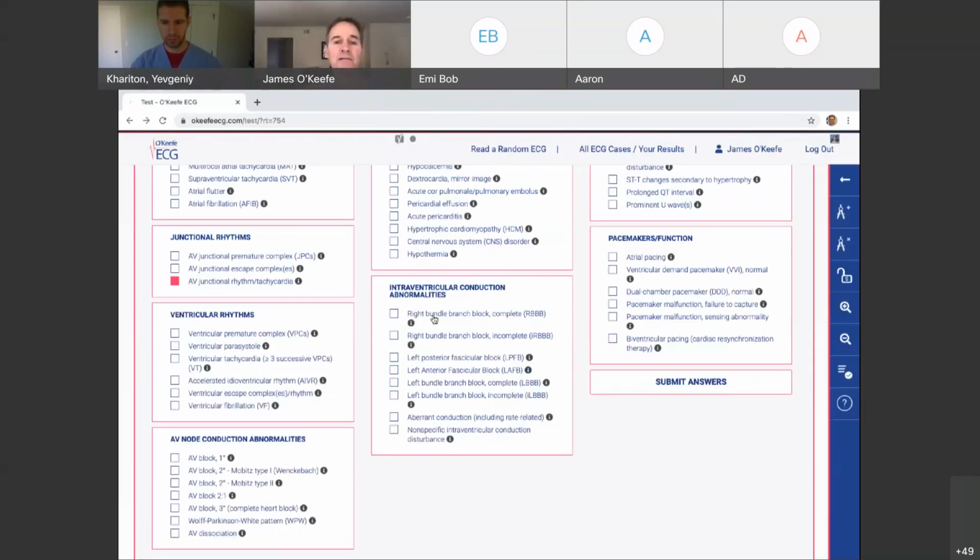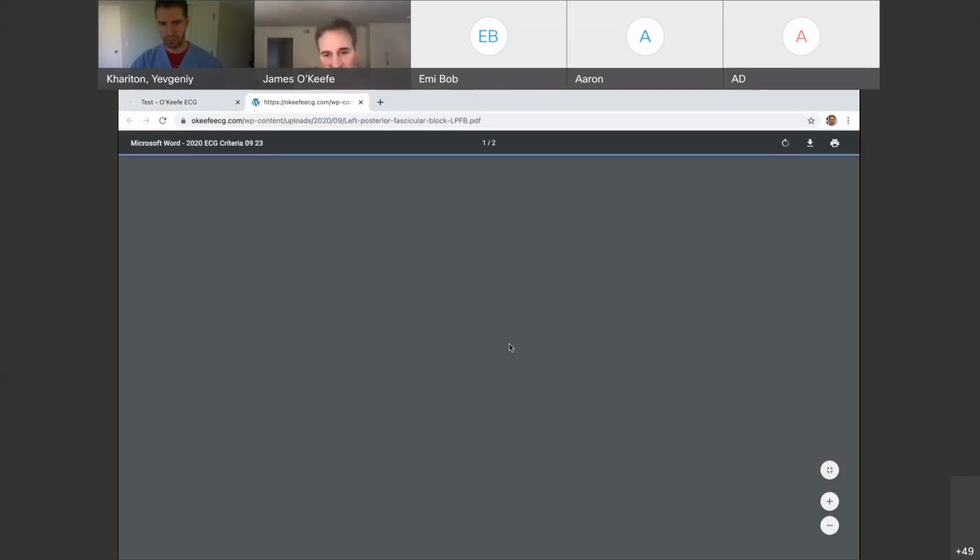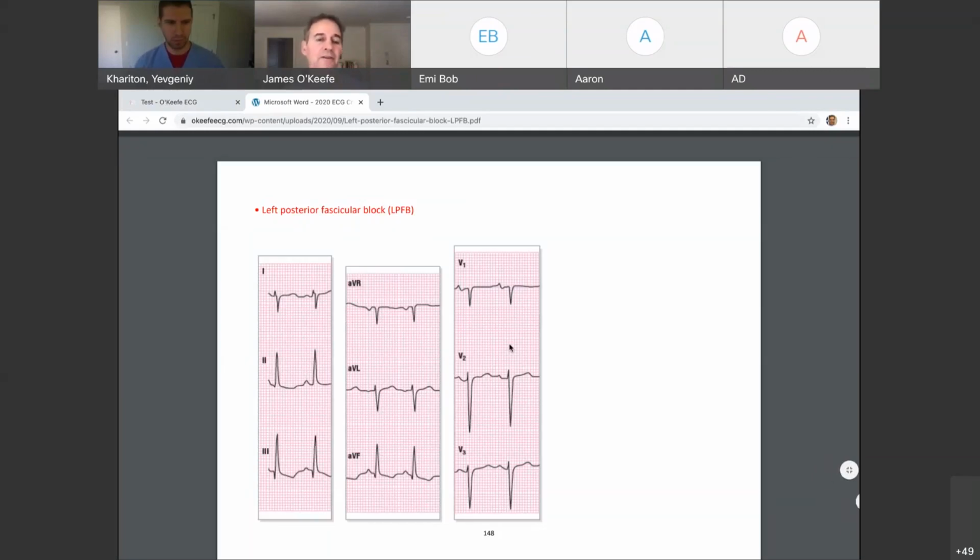And then left posterior fascicular block. Left posterior fascicular block is a tricky diagnosis because it's basically right axis without any other reason for it. And this is an example of it. Again, it should be less than 100 milliseconds in duration. And you'll see non-pathologic Q waves, this time in III and aVF rather than I and aVL, like with LAFB.